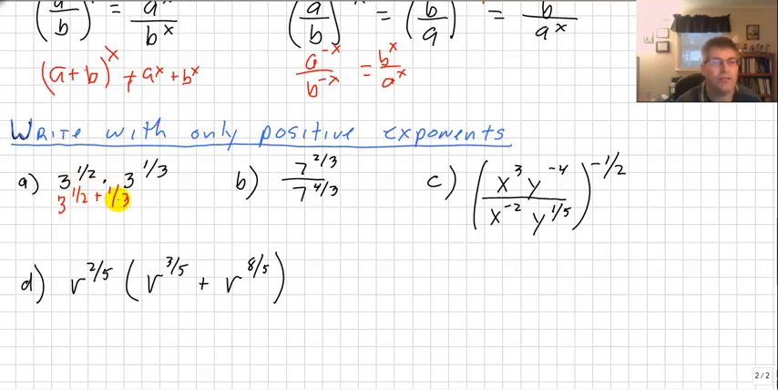Well, if I want to add these two fractions, I need a common denominator. So our common denominator is 6. So 3 to the 3/6 plus 2/6 is 3 to the 5/6.